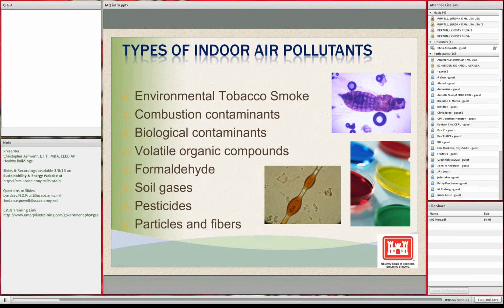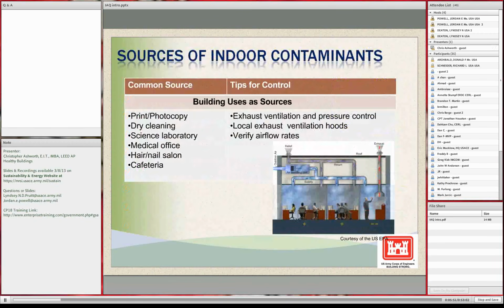So there are different types of pollutants, as you can see listed here, all the way from tobacco smoke through dusts or cleaning agents like chemicals, etc. What I did was I made a short list and consolidated them. But here's a sampling of some indoor contaminants.